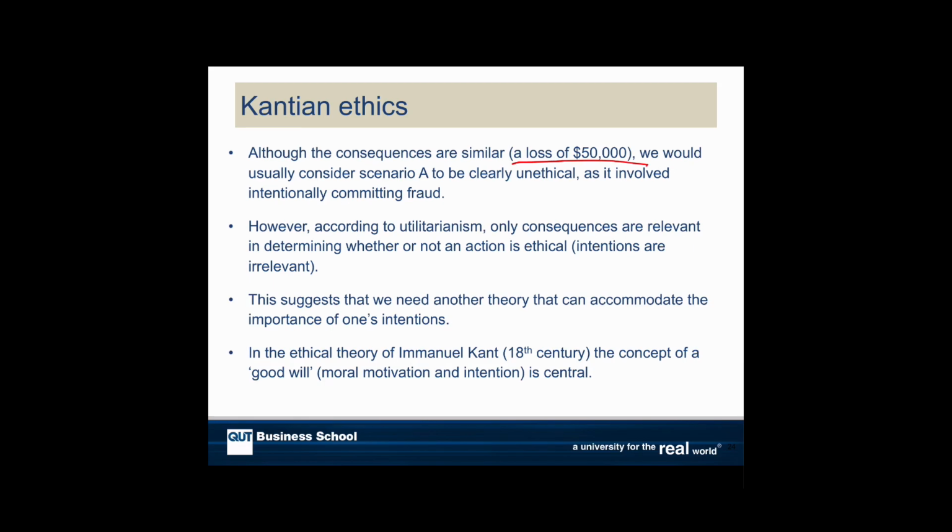So despite the outcome, the loss of $50,000, being similar in these situations, what we tend to find is that we worry about the intentions irrespective of the consequences involved. And so that means we need maybe a different way of thinking about ethical problems, a different theory. And we're going to have a look at the work of Immanuel Kant, who's one of the most well-known approaches to deontological ethics.